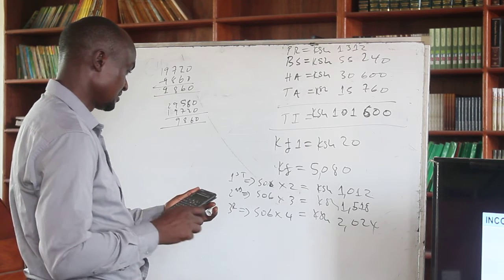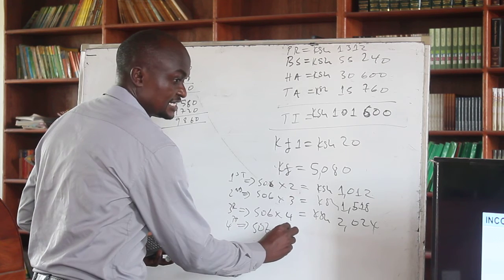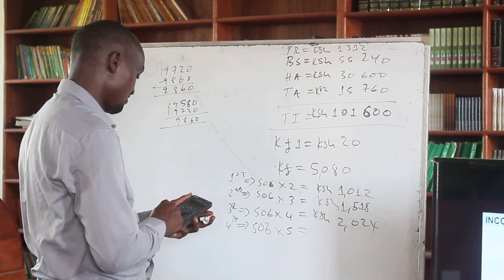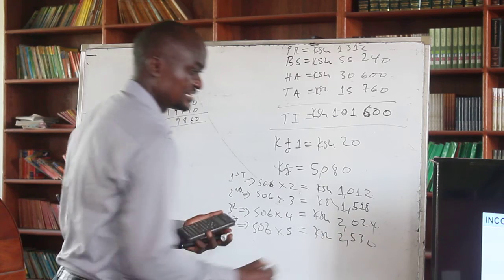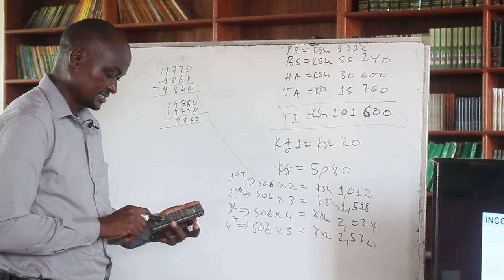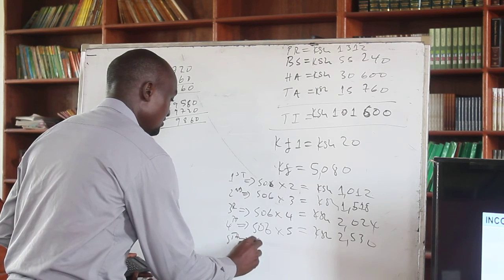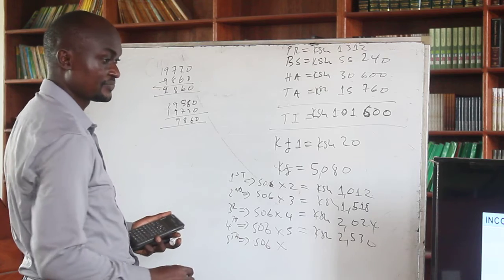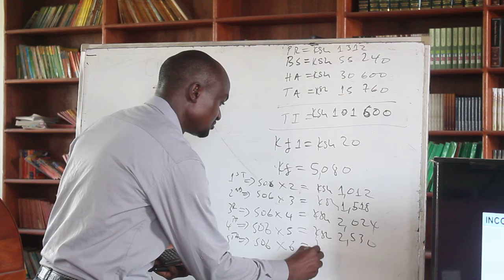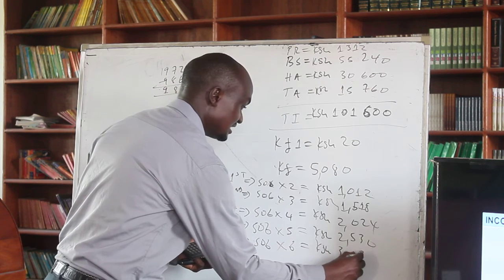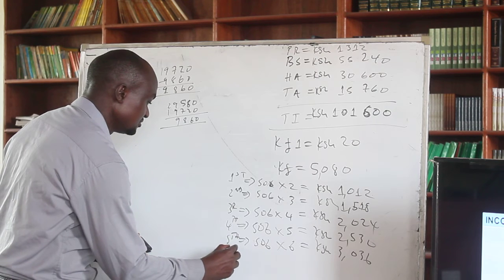1518, again 506, multiplied by the rate here, which is 5 shillings per pound, so multiplied by 5, that gives you 2530. The next bracket is still 506, 506 multiplied by 6 shillings per pound, and we get it to be 3,036 shillings. The next bracket should still be the same amount.